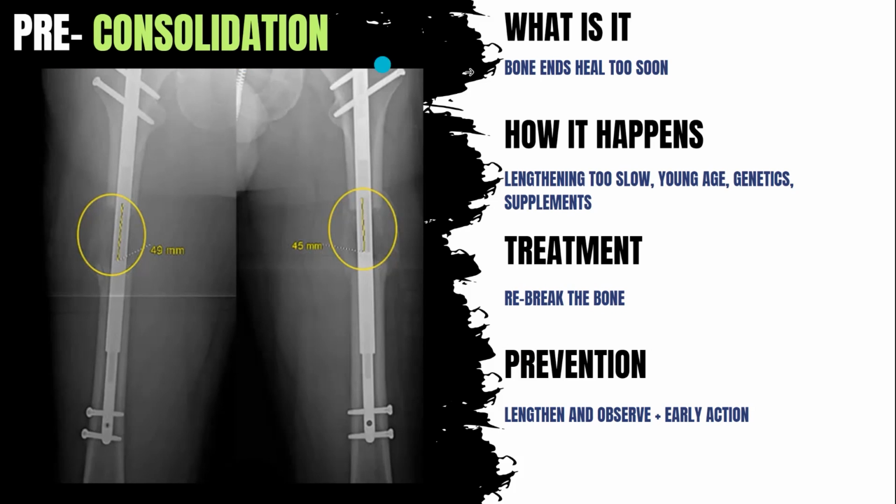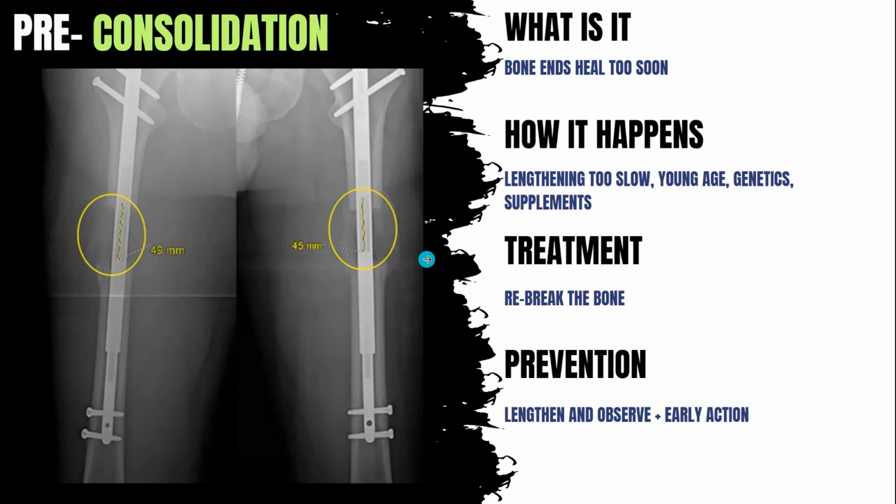Premature consolidation. So this is when the bone ends actually heal too soon during the lengthening process, preventing you from reaching your desired length, okay? As you can see in this x-ray, you can tell that this side is actually only at 45 millimeters. This side's at 49 millimeters, meaning that this side's probably still lengthening. This side has reached premature consolidation, where the bone is no longer lengthening because it's healing too soon, okay?